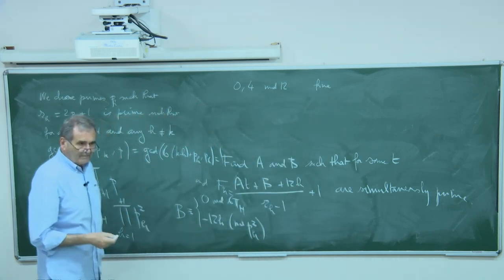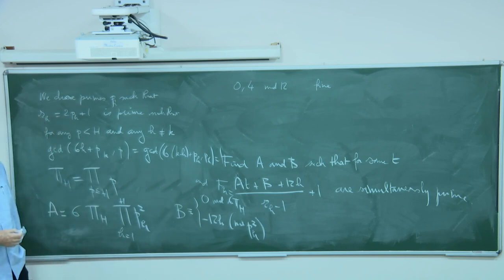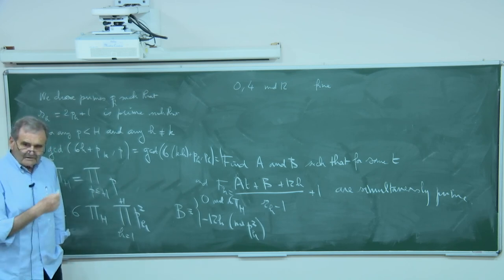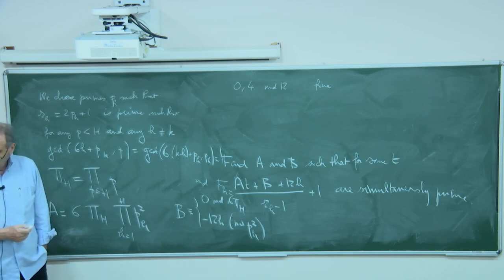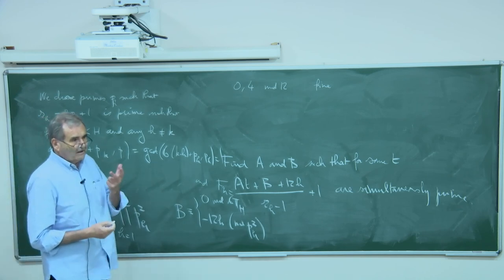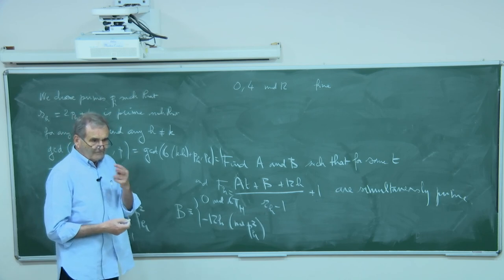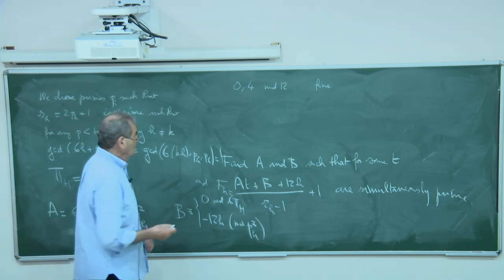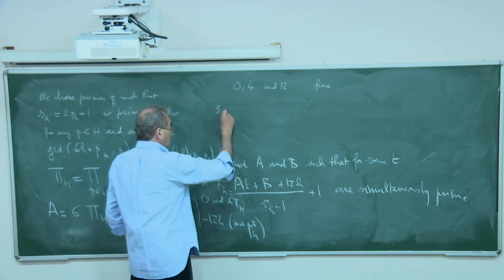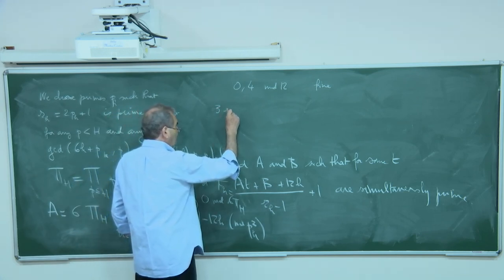Now you may say, okay, but this is not everything. There are some other possibilities to get the value of a phi function. Because we were looking at three primes. You know that for one prime it doesn't give anything. For two primes it's fine. But there is also the possibility of trying to find something which is 3R.